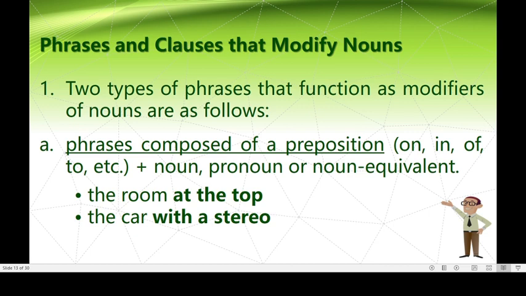There are phrases and clauses that modify nouns. One, two types of phrases that function as modifiers of nouns are as follows. First, phrases composed of a preposition, such as on, in, of, to, etc., plus noun, pronoun, or noun-equivalent. Example, the room at the top, or the car with a stereo.